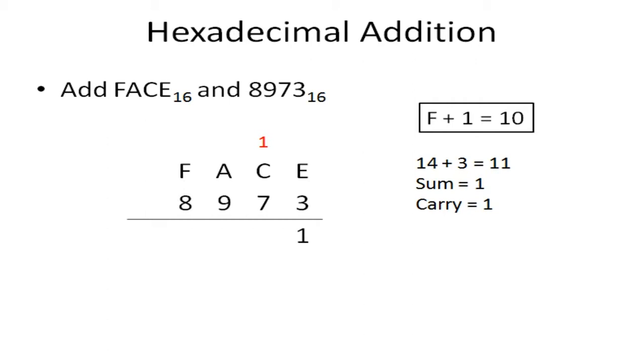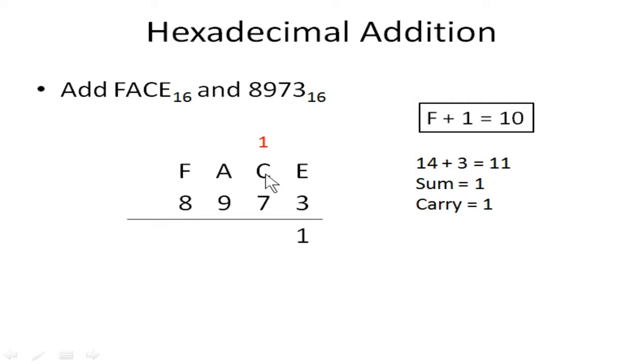Now you will start by adding the digits from the right-hand side. So E plus 3. E has the equivalent decimal value 14, and 14 plus 3 is 17, so let's count: 14 is E, plus 1 is F, after that you have 10, then 11. So you are getting E plus 3 equal to 11. The sum is 1 and the carry is 1. So put 1 down and carry over 1 to the next column.